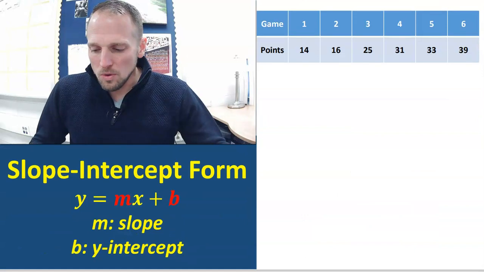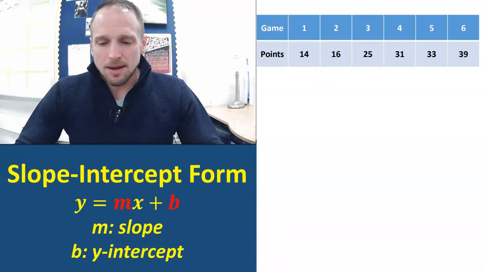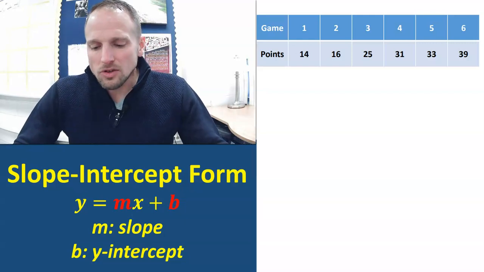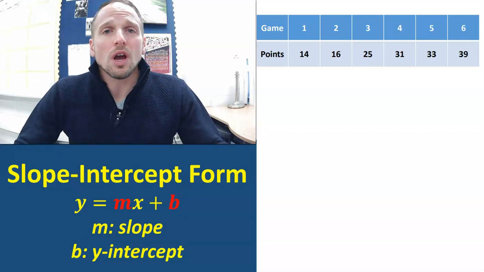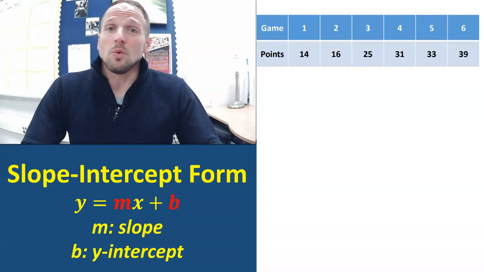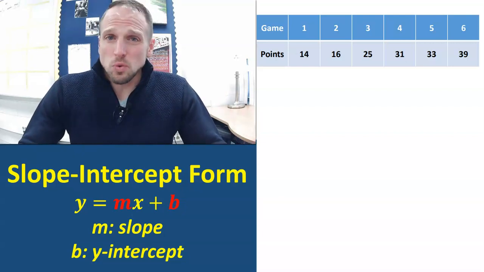Okay, so what if we don't have a graph of it? For this next part, we actually want to take some data out of a scatter plot, and we want to come up with an equation. Now, the reason we do this is because this is really applicable for real life.